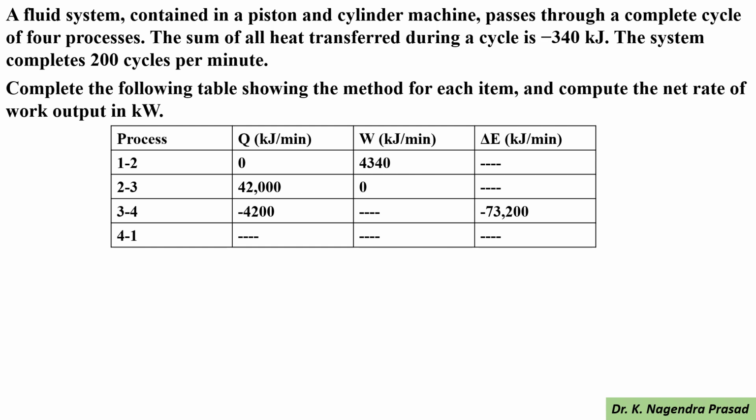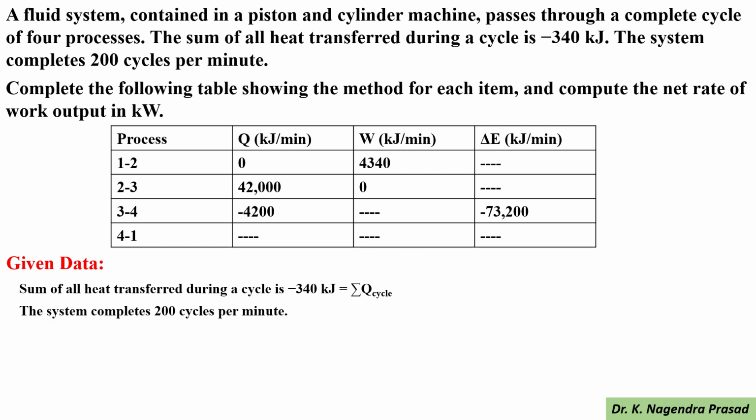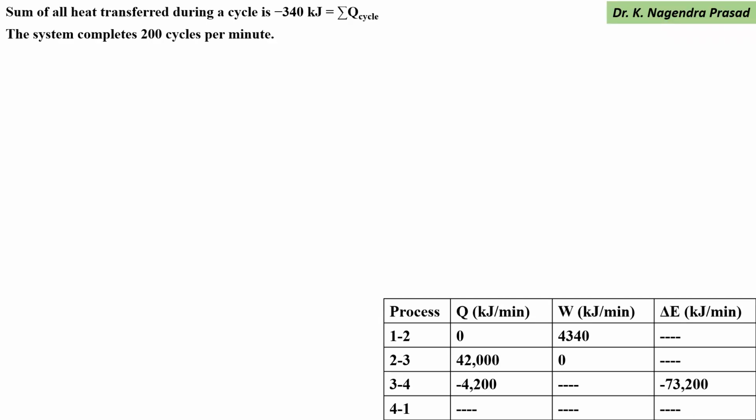So here, given the sum of all heat transfer during a cycle, let's consider summation of Q cycle equal to minus 340 kilojoules, and also given that the system completes 200 cycles per minute. So then you have to determine the net rate of work output in kilowatts. So we will go for the process 1 to 2.